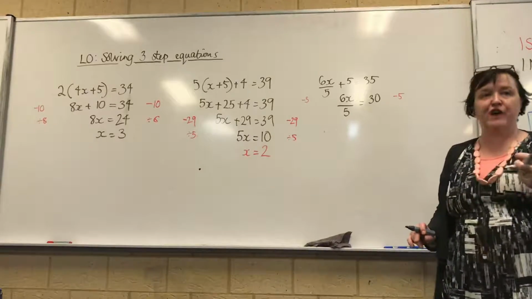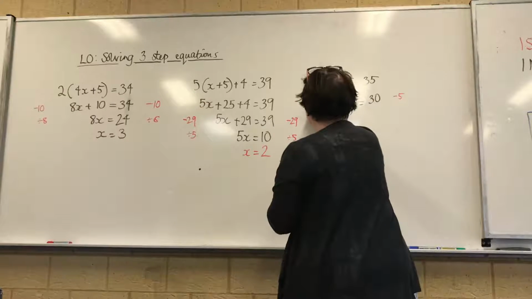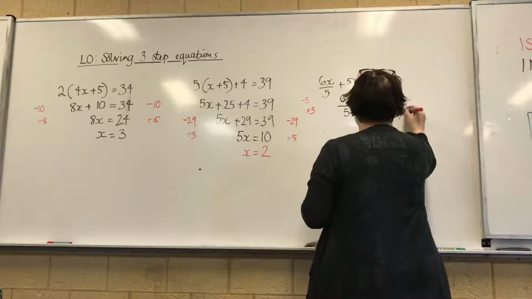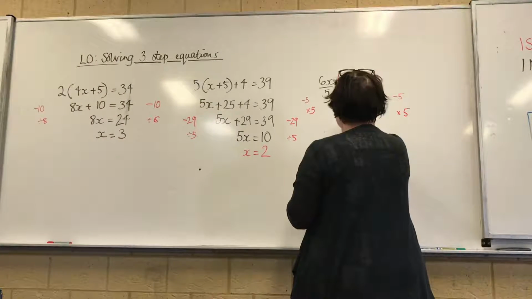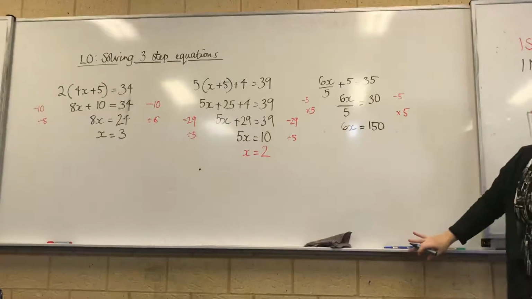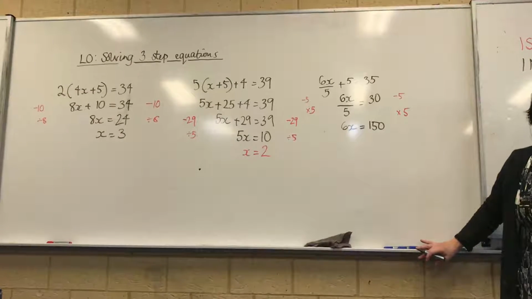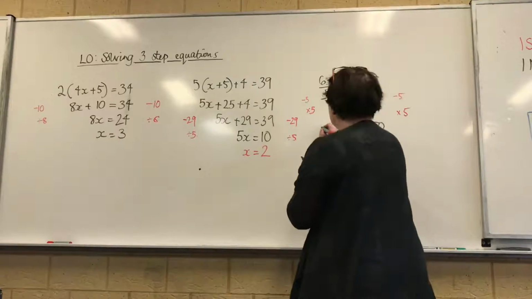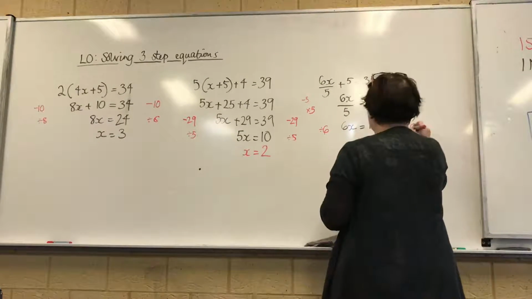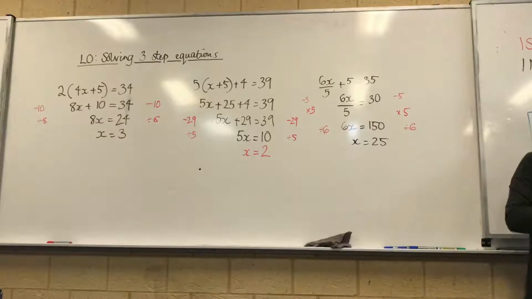So what's the inverse of divide by 5? Multiply by 5. Multiply both sides by 5. So we've got 6x equals 150. Now what do I need to do? Divide by 6. 6 times x is 150, so the inverse of 6 times is divide by 6. So divide by 6, x equals 25. That's right.